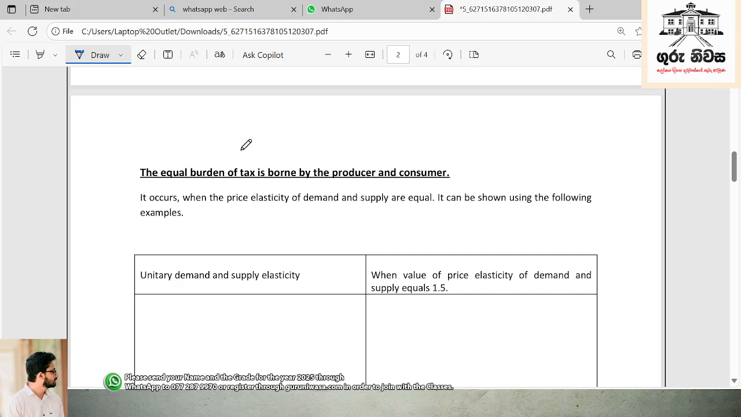Now the tax burden is distributed equally between consumers and producers. This happens when price elasticity of demand and supply are equal. Understand? If price elasticity of demand and supply are equal at equilibrium, then the tax burden is distributed between consumers and producers equally. It means if the tax is 10 rupees, a 5 rupee burden goes to the consumer and another 5 rupees goes to the producer. In other words, equilibrium price increases by 50% of the unit tax. If the unit tax is 10 rupees, equilibrium price increases by 5 rupees.